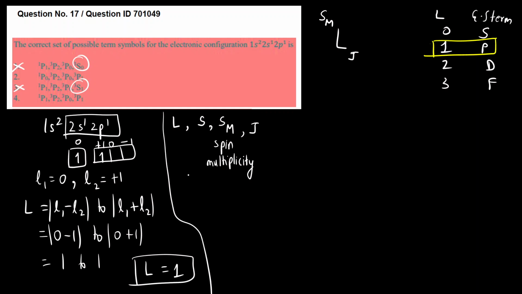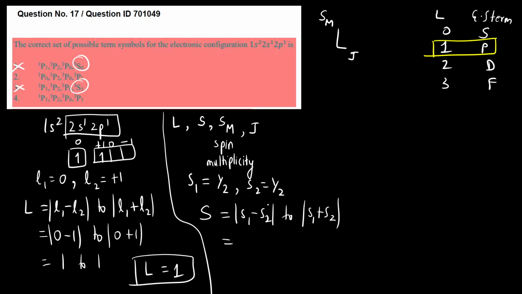For spin also, what is the value of S1? There are two unpaired electrons. So S1 is half, that is for the S orbital. For the P orbital also there is one electron, so the spin is half. How do you calculate the total spin? Capital S, again a similar formula: |S1 - S2| to S1 + S2. Mod means there will be no negative sign. So half minus half to half plus half. Half minus half is 0, to half plus half is 1. So there are two values of S, that is 0 and 1.